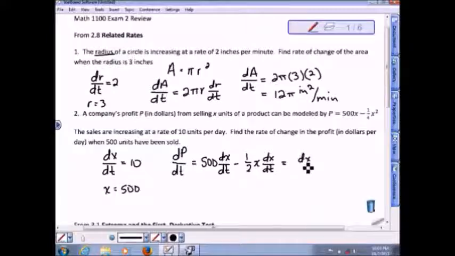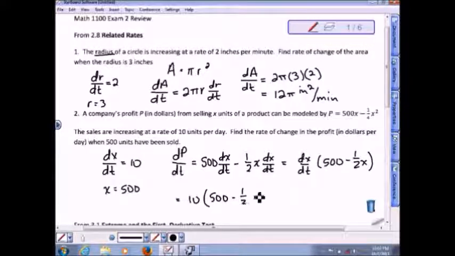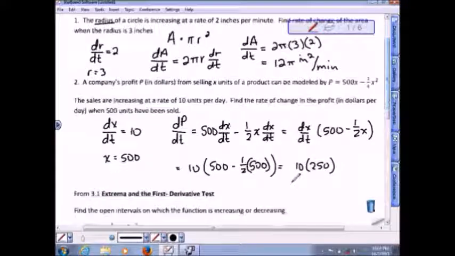Now we can factor out a dx/dt from the expression. That's going to be 500 minus 1/2 x. Now we substitute the values that we know. We know dx/dt is equal to 10, so this is going to equal 10 times the quantity 500 minus 1/2 of 500. This is equal to 10 times 250, which is equal to $2,500 per day. That's the rate of change of the profit.